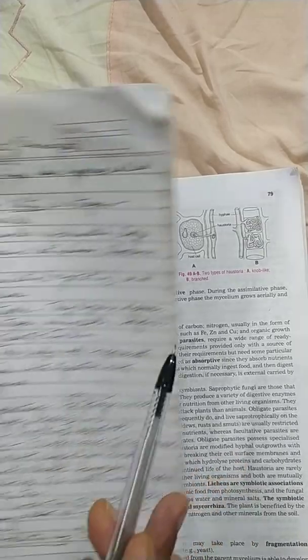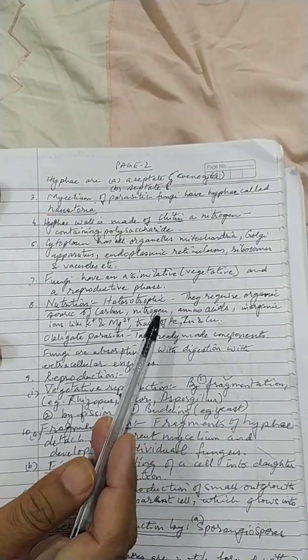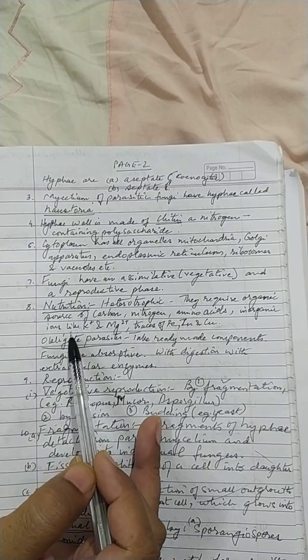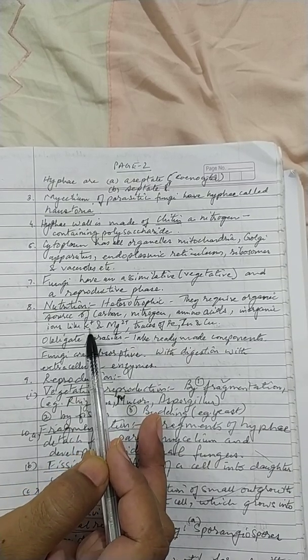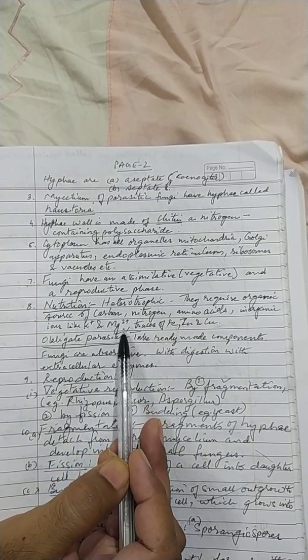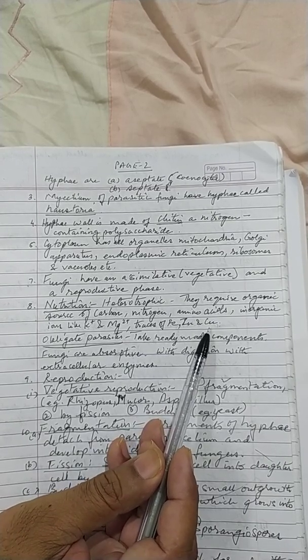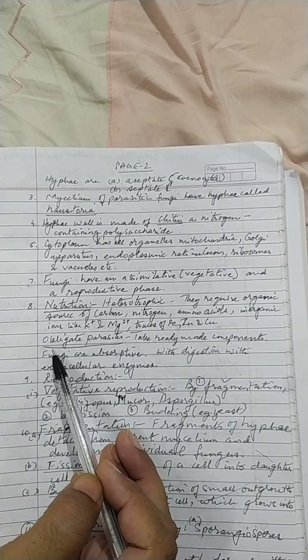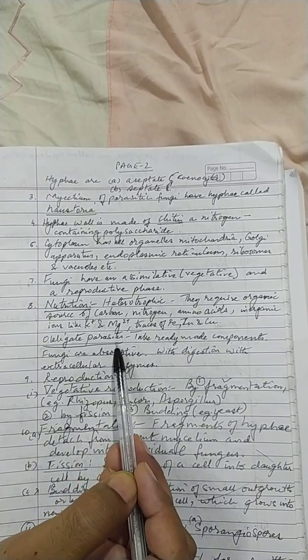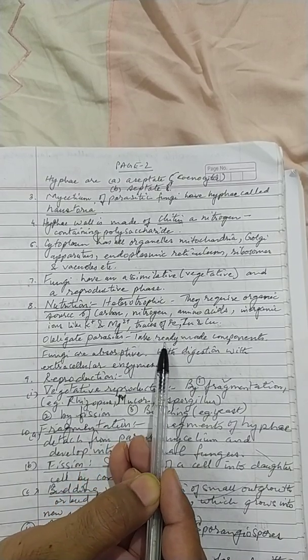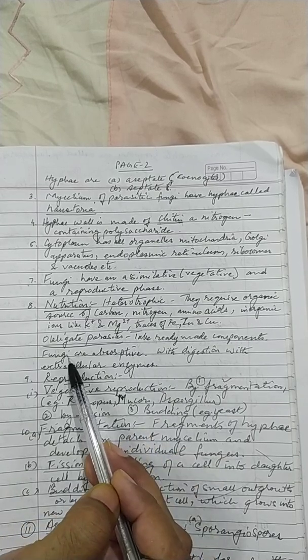They require inorganic sources of nutrition. Ions like potassium and magnesium ions are there. Traces of iron, zinc, and copper are required as nutrition by fungi. We see they are obligate parasites also. That means they take ready-made components.